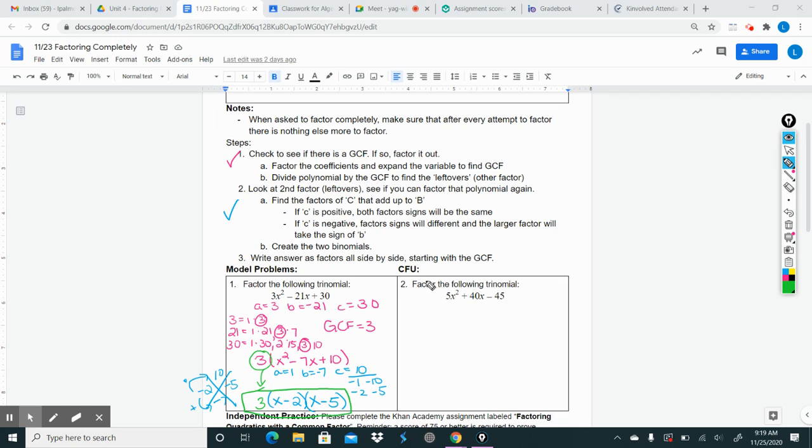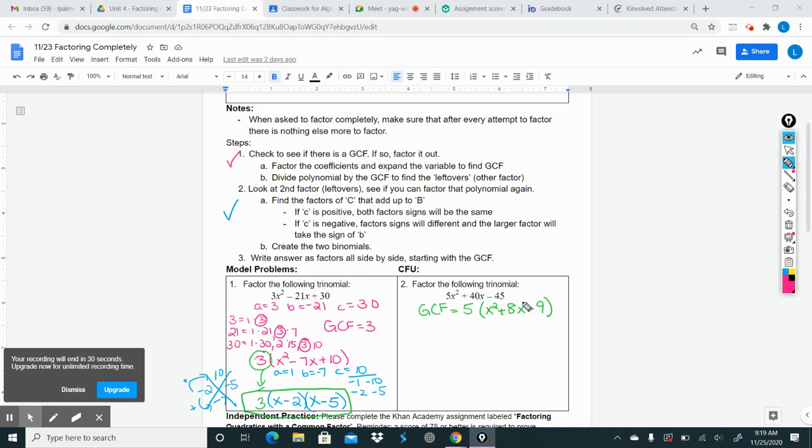Take a second, pause the video, and try your check for understanding on your own. Okay, again, we want to find our greatest common factor. Looking at our GCF, we notice that 5 is our smallest integer. 5 goes into 40 and 45, so 5 is our GCF. There are no x's as part of our GCF because there is no x with the negative 45. Our leftovers, when we divide, we get x squared plus 8x minus 9.